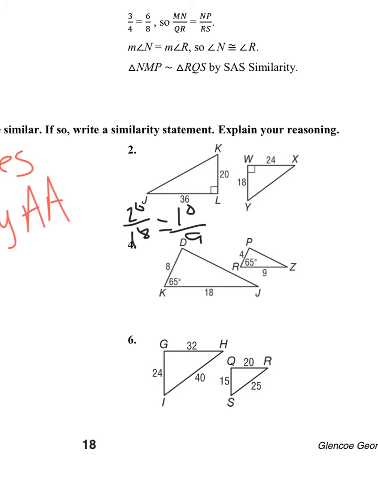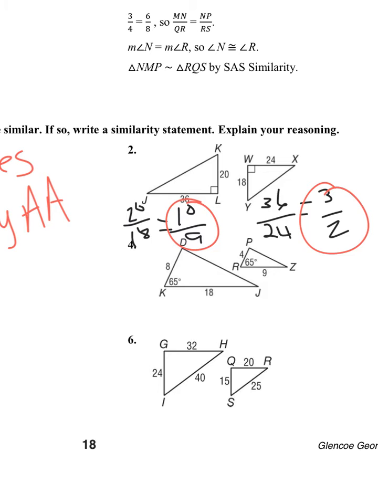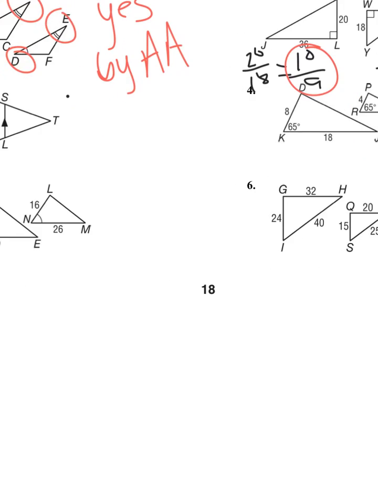Sorry, this pen is just not working for me today. And then you have JL over XW, which is 36 over 24, and that's 3 over 2. Two clearly different fractions or ratios. So these two are not similar, even though the setup is SAS. So just because it's set up for something, you still have to prove it. Okay?